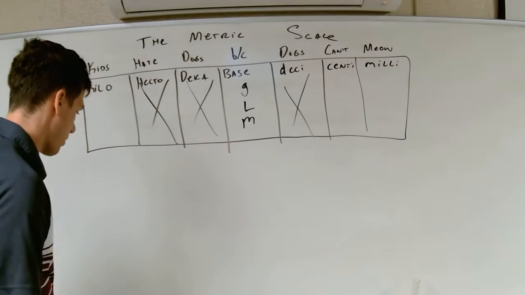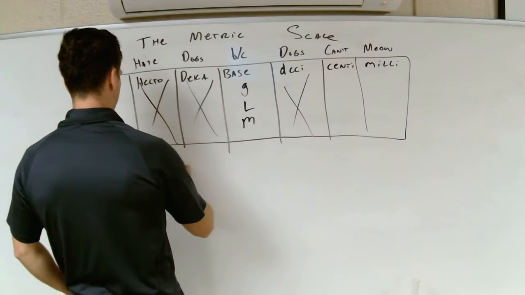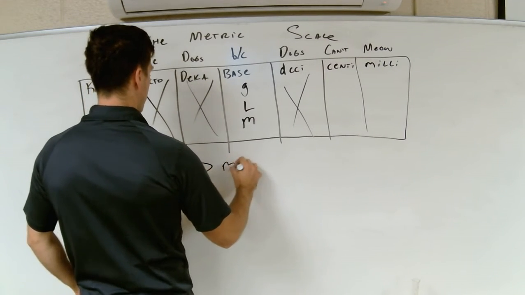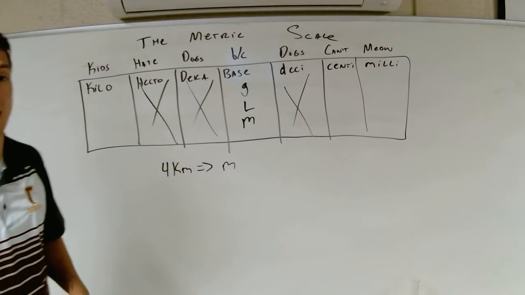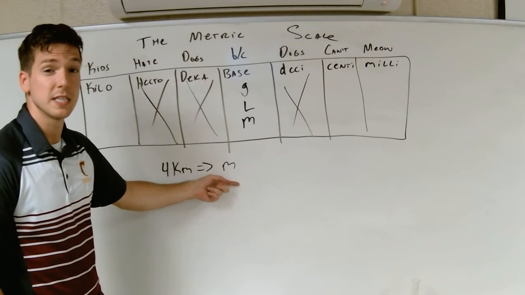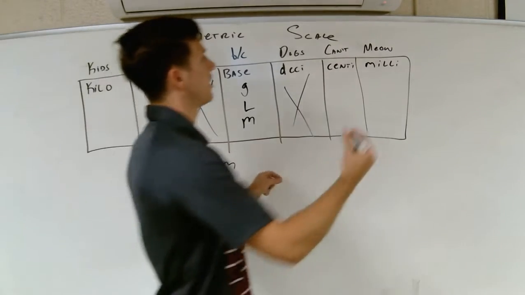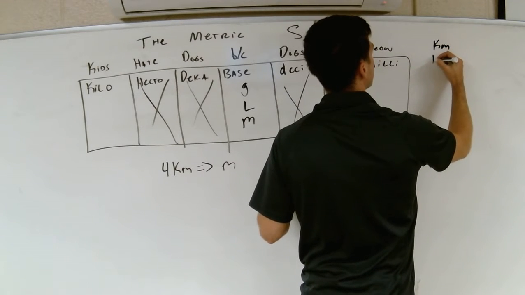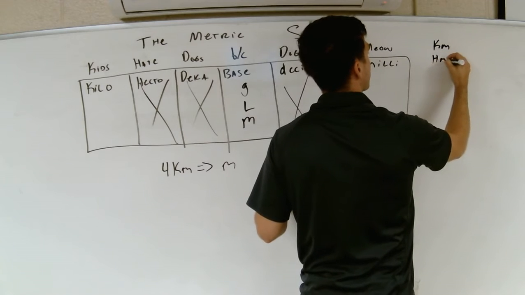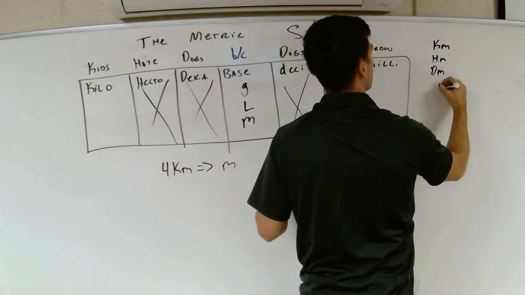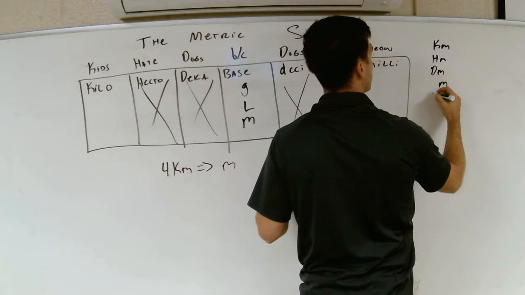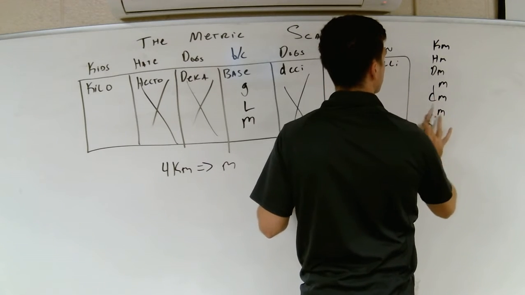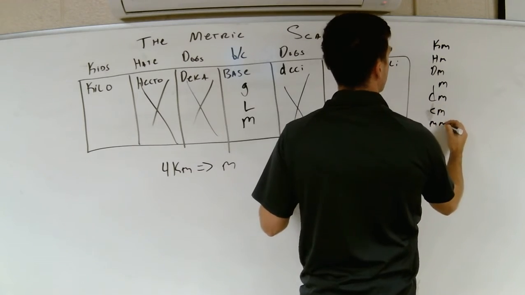All right, so let's go from 4 kilometers to meters. Okay, 4 kilometers to meters. And let me explain these symbols a little bit. So here's what you'll see a lot. You might see something like kilometers, hectometers, decameters, meters, decimeters, centimeters, and millimeters.